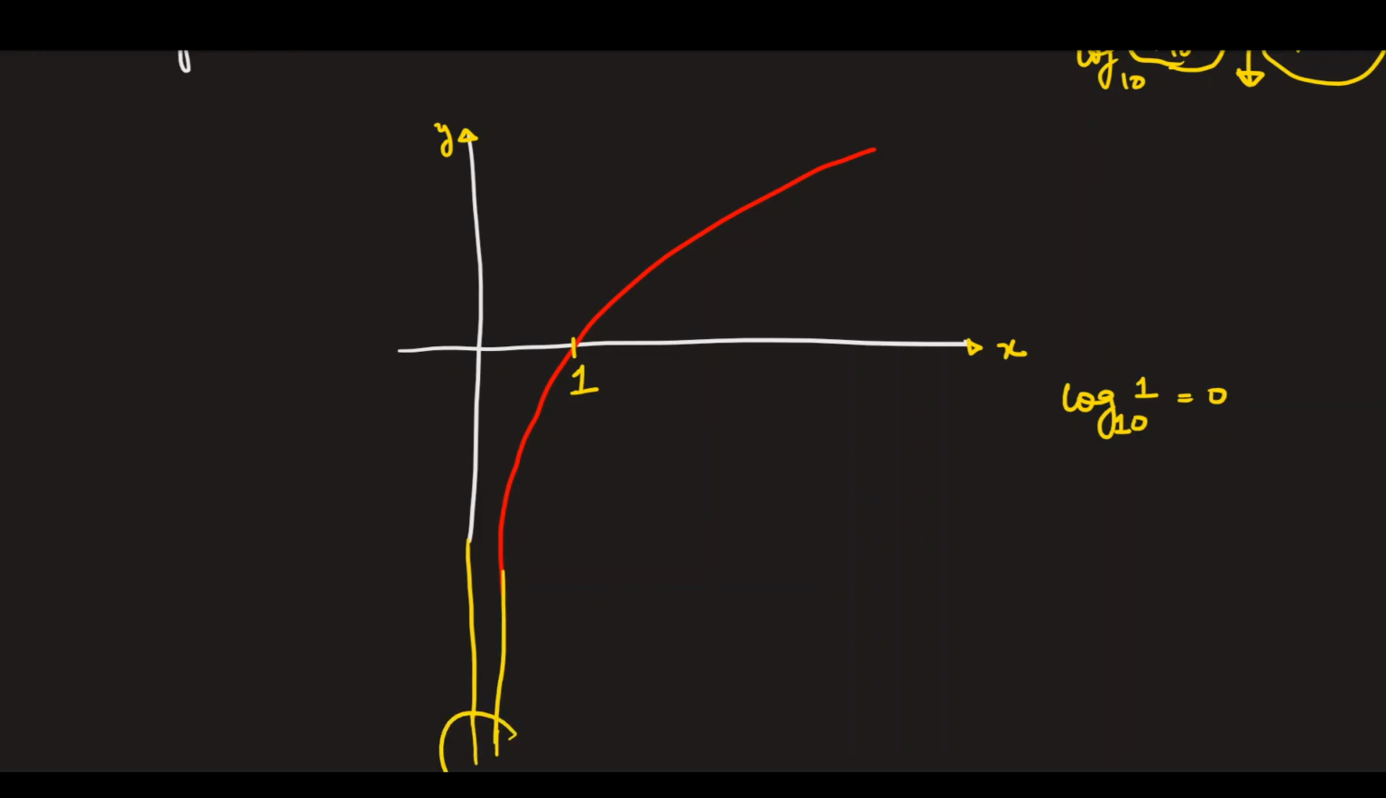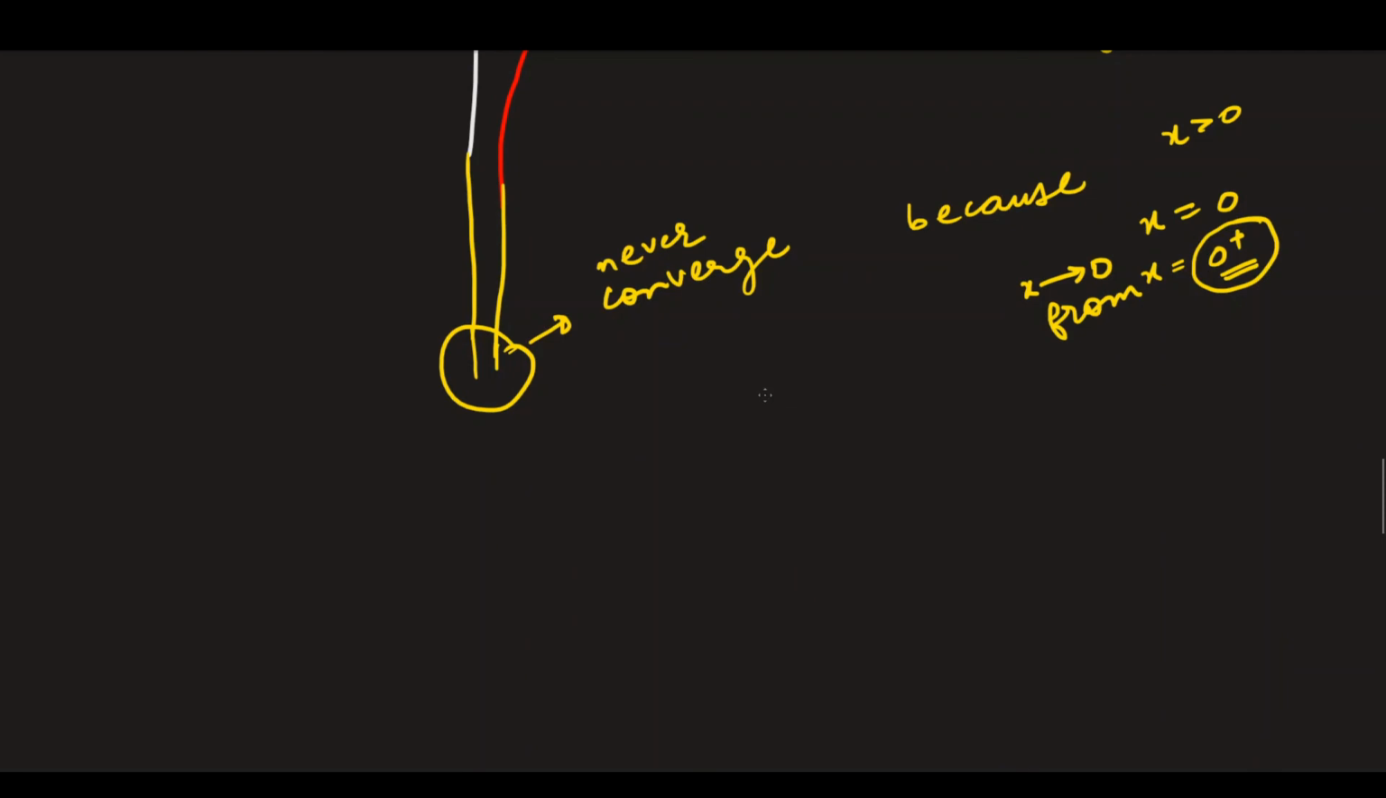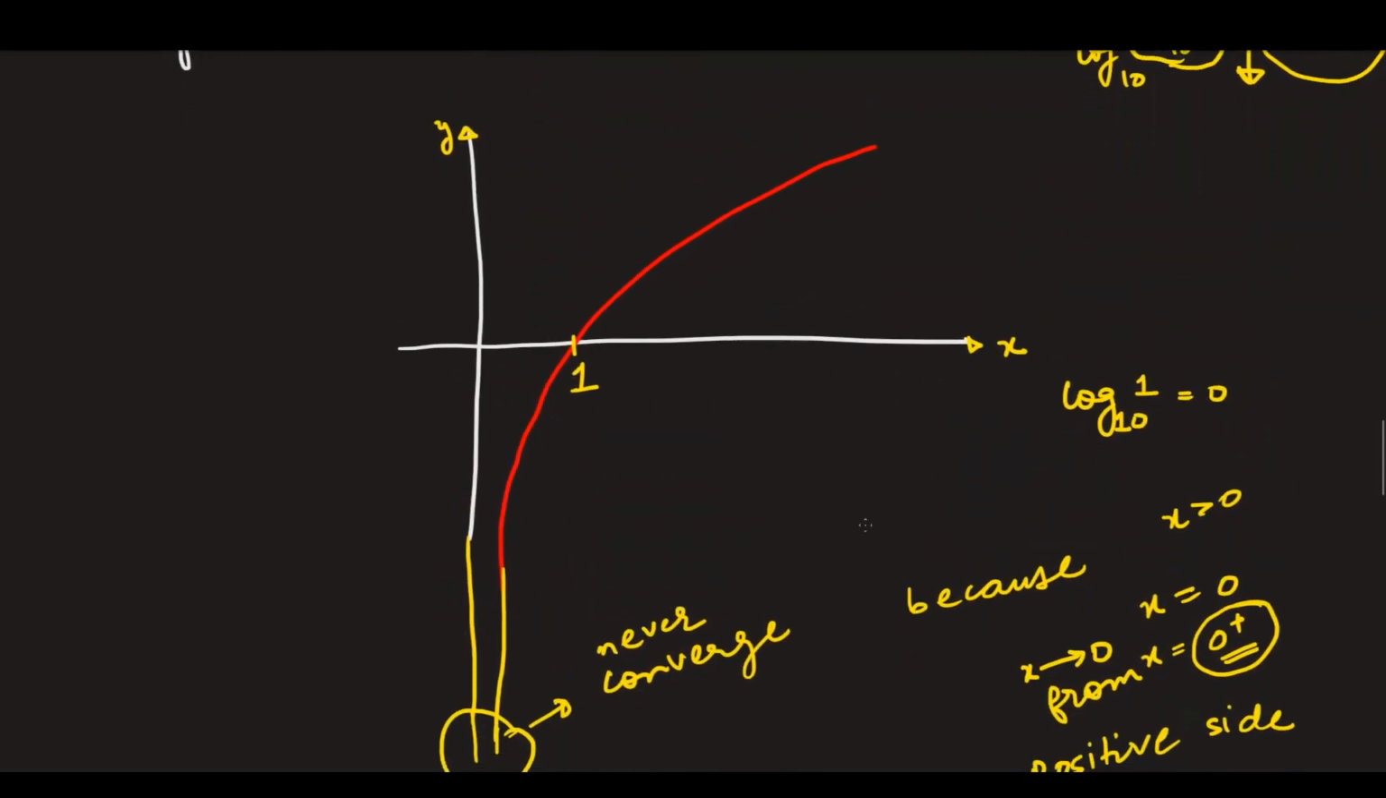This axis and the curve will approach each other, but they will never converge, because x is greater than 0. So we can't put x equal to 0, as x will be something equal to 0 plus, which means x is nearly equal to 0 from the positive side. It is better to remember this graph.